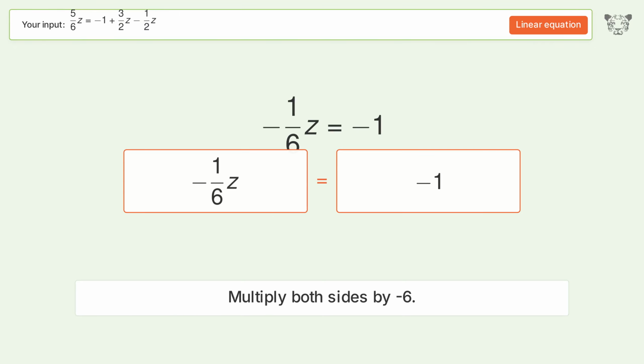The variable coefficient is -1 over 6. Multiply both sides by its reciprocal, -6, so the coefficient becomes 1.